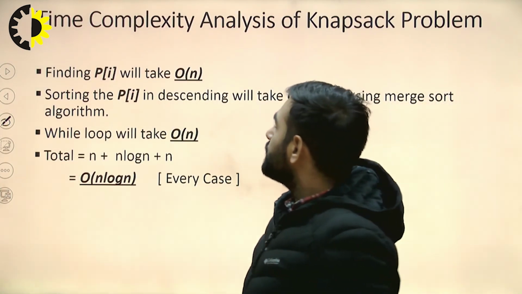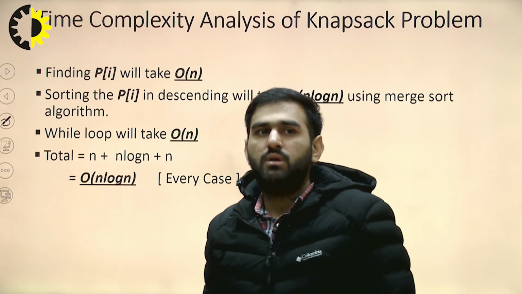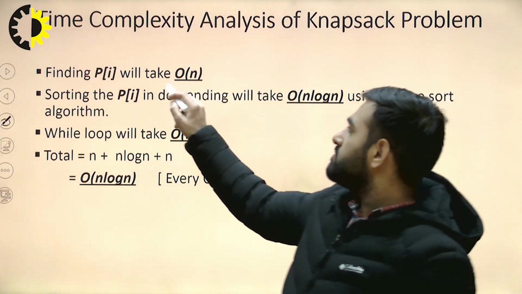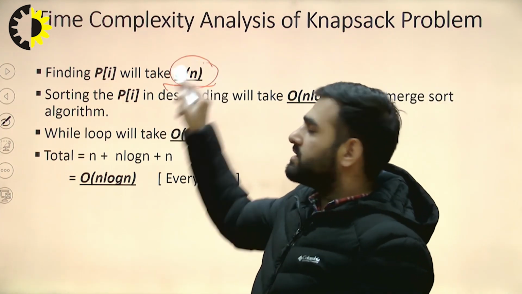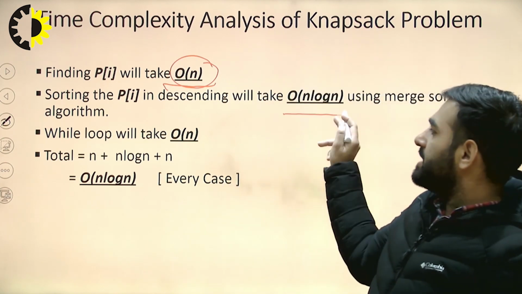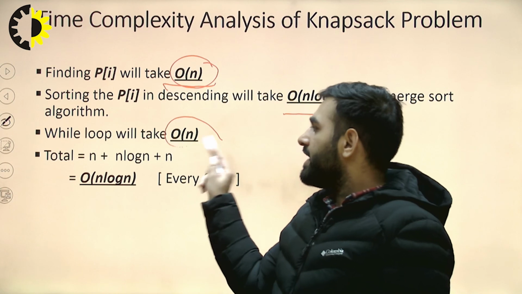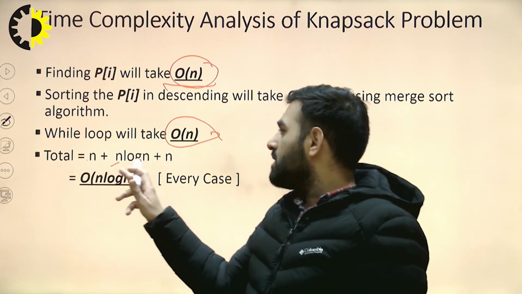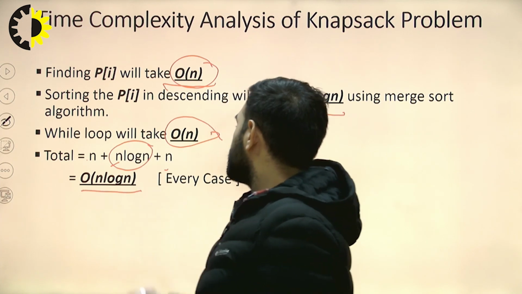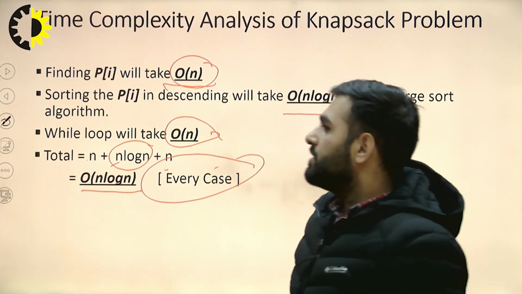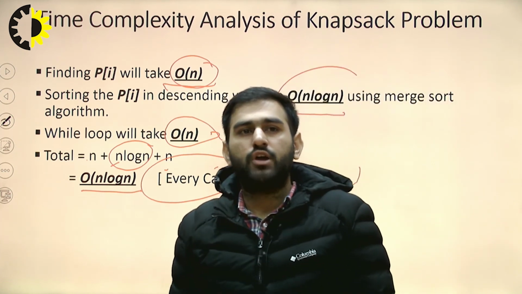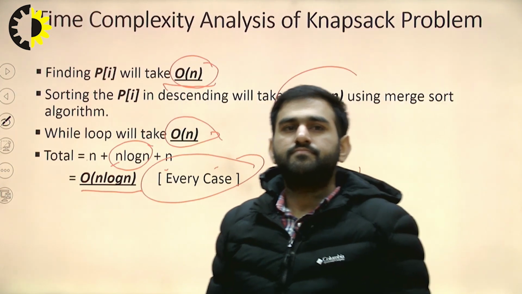And the time complexity of greedy algorithm using the knapsack problem is: finding Pi is simply a loop of n, it is order of n. Sorting the Pi in decreasing order using the merge sort will take n log n time. While loop will take order of n time. Totally it is n plus n log n plus n. So n log n is the dominating term, n log n in every case. Here the dominating case is the sorting. Using the merge sort, it is taking the n log n time. Thank you.